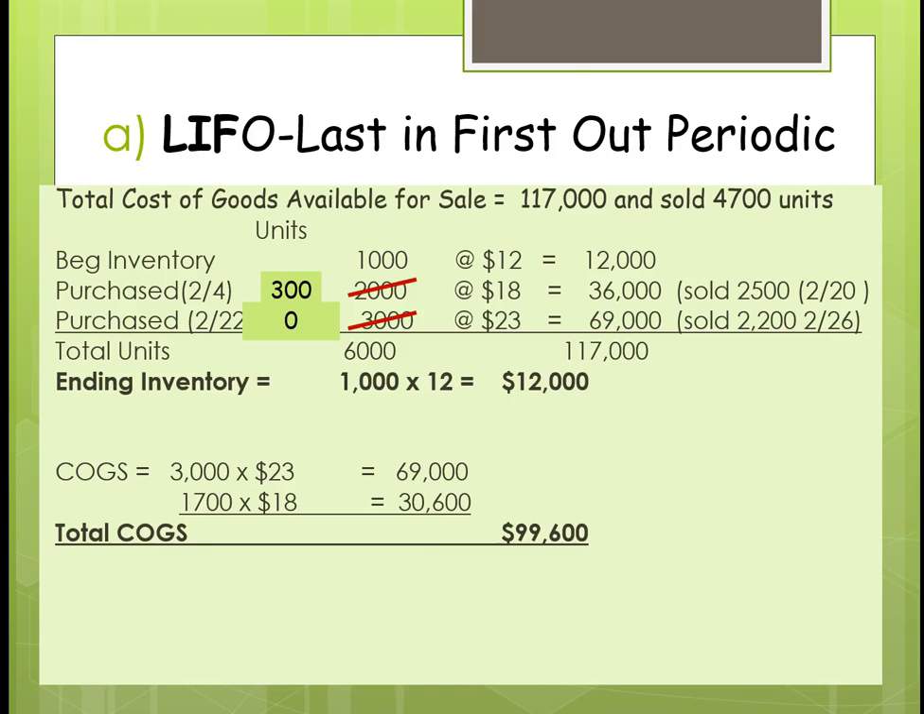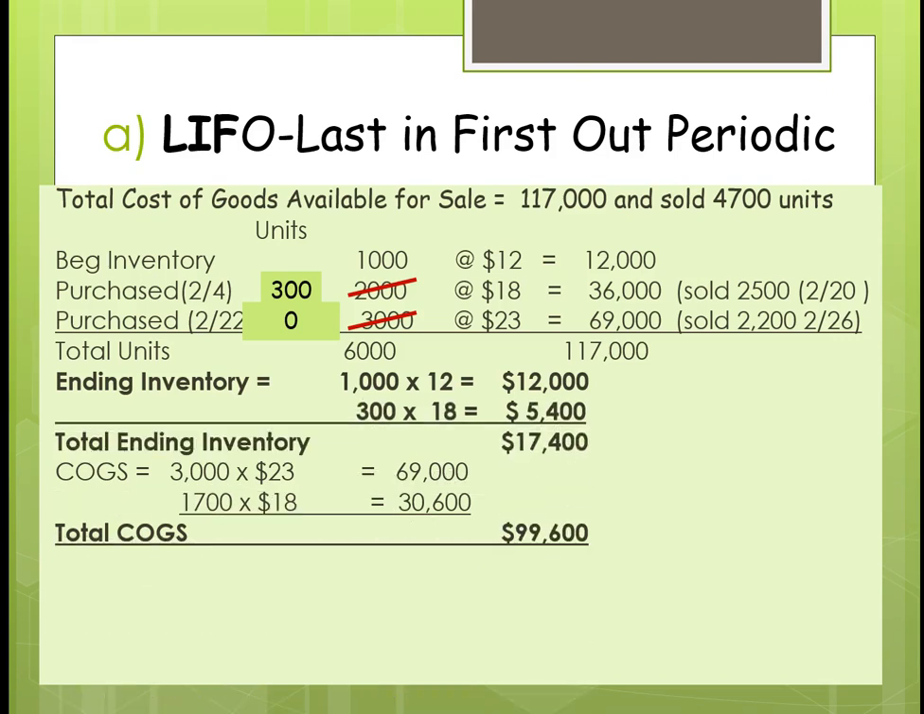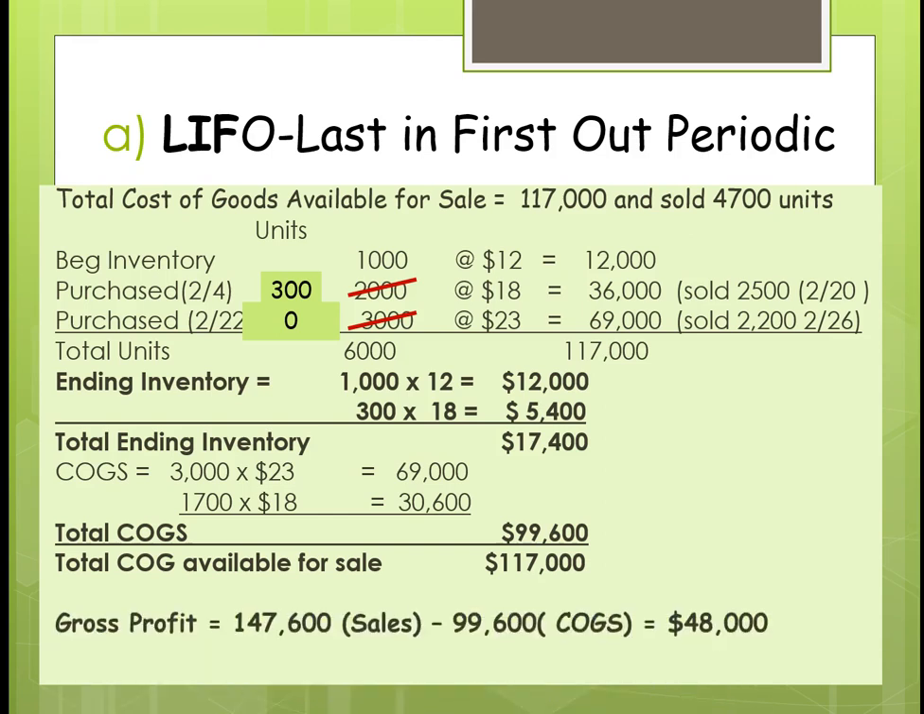Our ending inventory is going to be 17,400, because it's going to be 1,000 times 12 and 300 times 18. And if you add those two together, remember to always do that, you get the 117,000. And now our gross profit is only going to be 48,000.